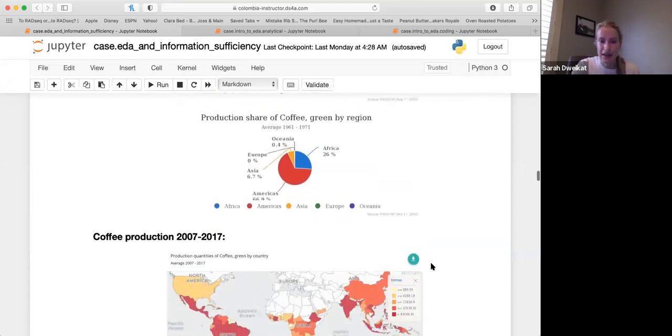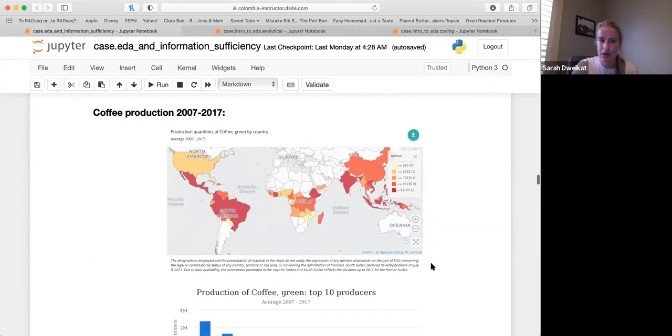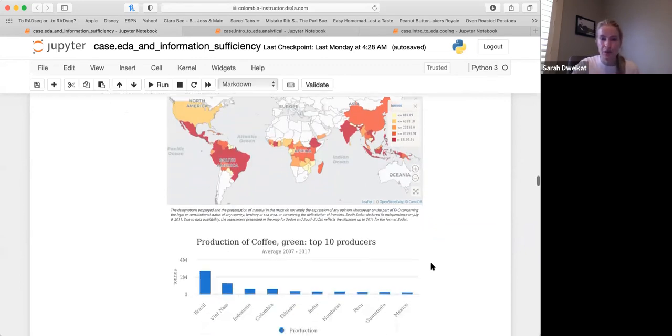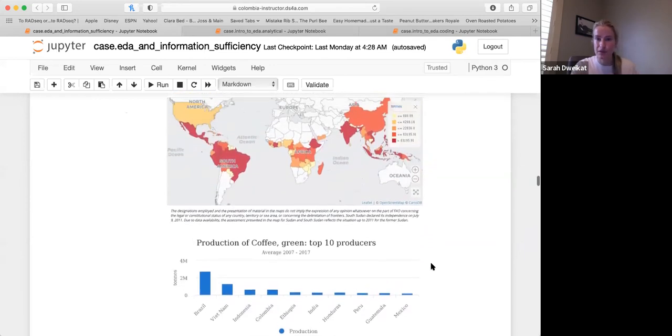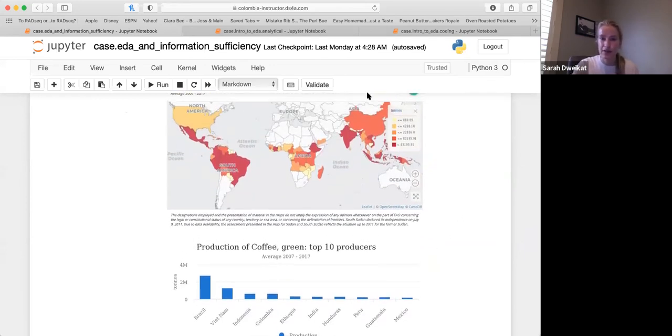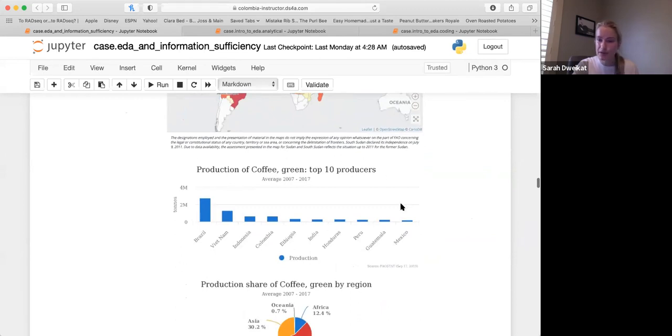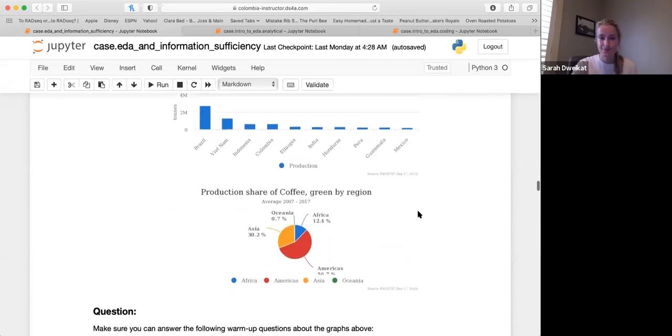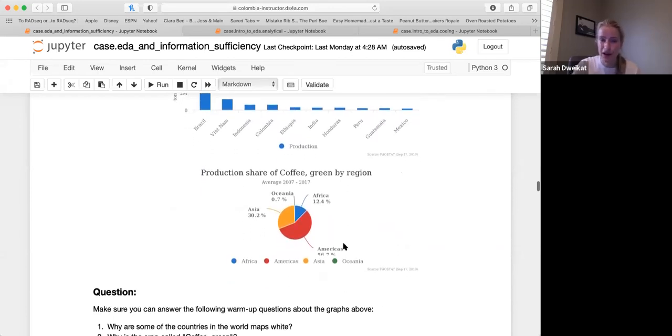The next thing that we can see scrolling down on our plots is a separate, later time period, 2007 to 2017. And so we can see again that we have similar plots, in terms of this map showing the tons of coffee that are produced in each region, and then our top 10 producers for this later time period. And then again, our production share of coffee by region.